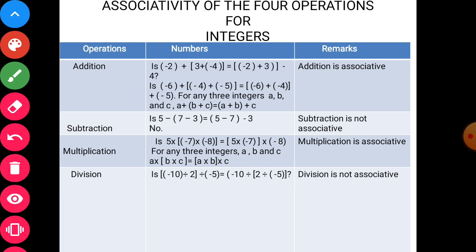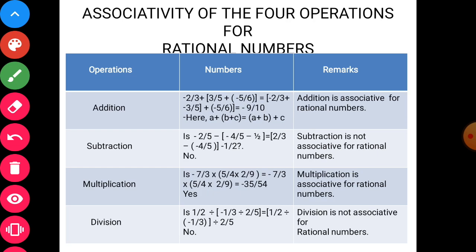Next, for rational numbers we have to check. Same method, same procedure we have to continue. For addition, taking any three rational numbers, here I have taken minus 2 by 3, plus 3 by 5, then minus 5 by 6. And only the way of putting brackets is different. For these two I have put square brackets, and in RHS also, minus 2 by 3 plus 3 by 5.